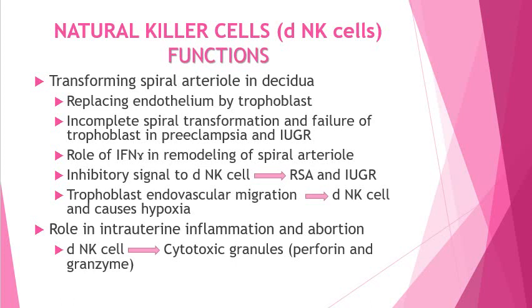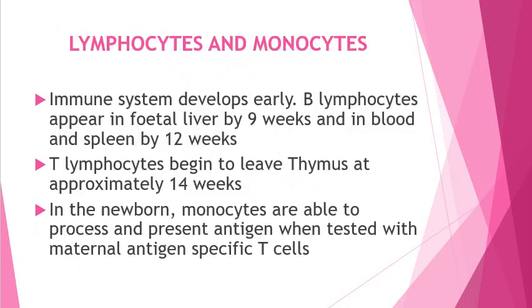There is a role of interferon gamma in remodeling of the spiral arteriole. If there is an inhibitory signal to the decidual natural killer cells, this results in recurrent spontaneous abortion and IUGR. If there is a defect in trophoblastic endovascular migration, then this affects the decidual natural killer cells and causes hypoxia. There is also a role in intrauterine inflammation and abortion, which causes release of cytotoxic granules, which are perforin and granzyme. So the balance of natural killer cells is very important in sustaining the pregnancy.